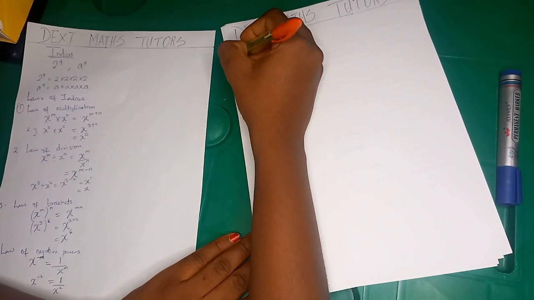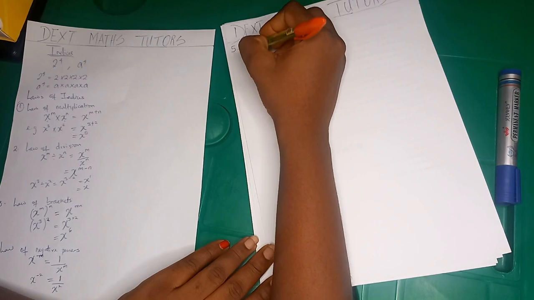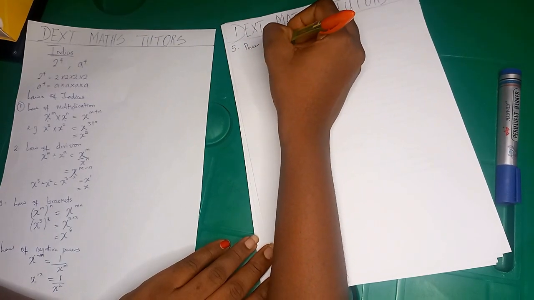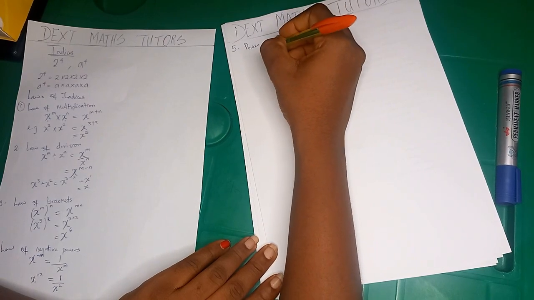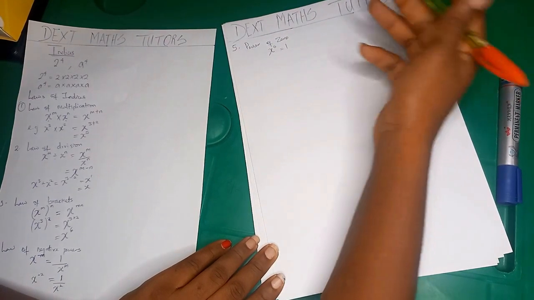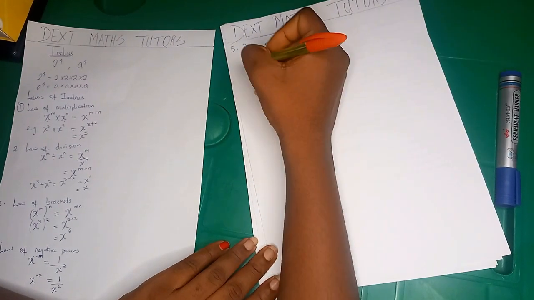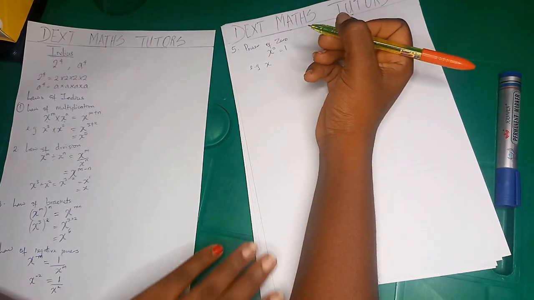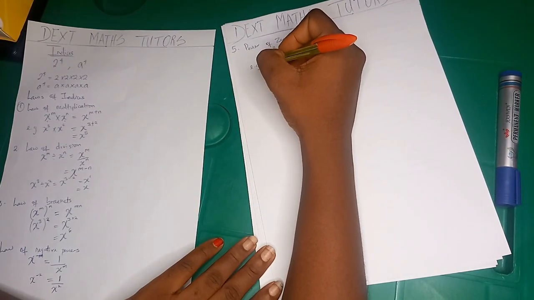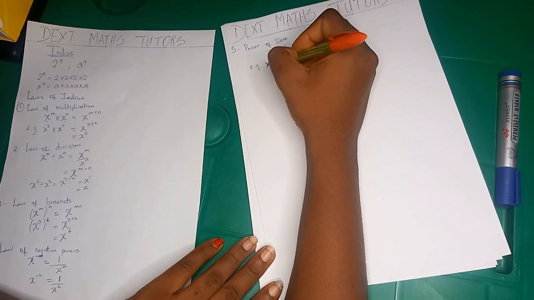That should be the fifth one, which is the power of zero, or you can call it indices of zero. It states that when you have x raised to power zero, it equals 1. Anything raised to power zero equals 1. An example: let's use a number instead of x now. Let's say 3 raised to power 0 equals 1.